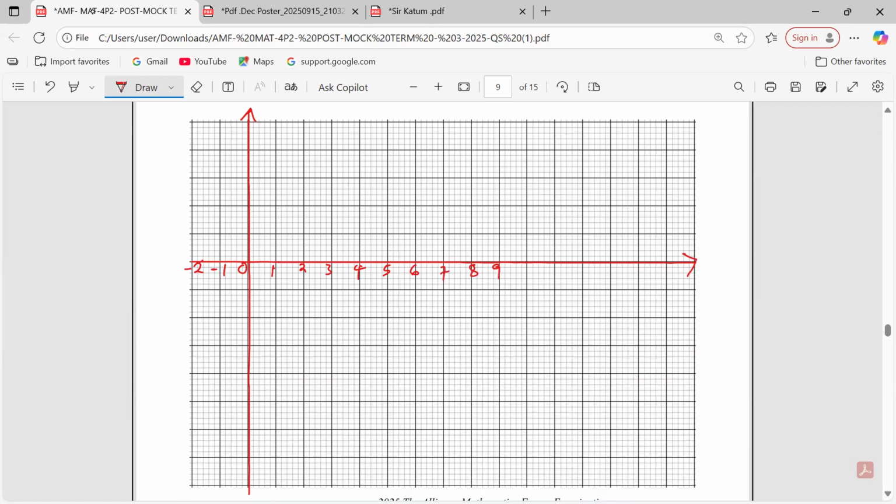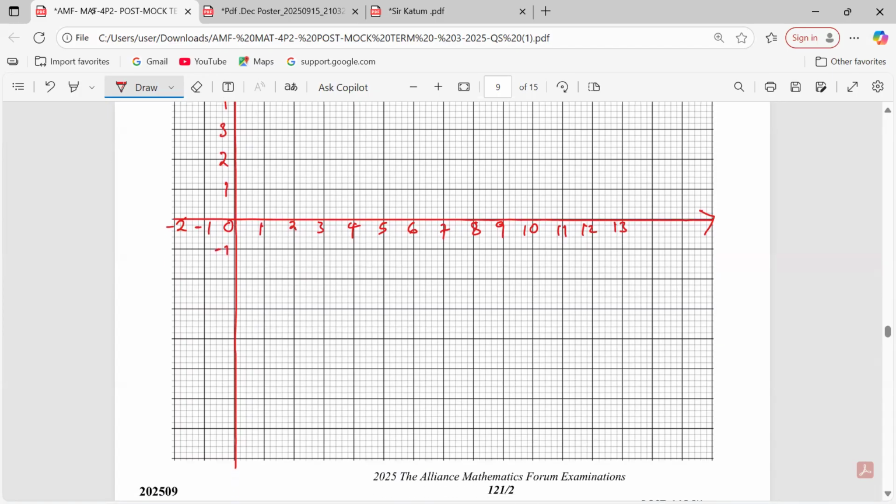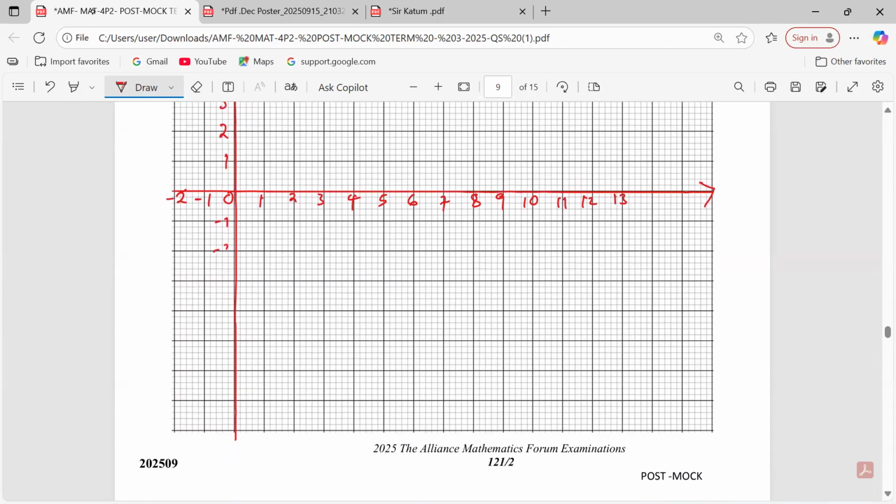I'm just labeling the Cartesian plane. Yeah, I think that's enough. Then on the vertical axis, we can have 1, 2, 3, 4. On this other one, we can have -1, -2, -3, -4, -5, -6, -7, -8.